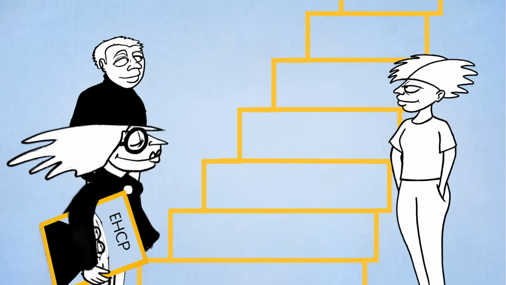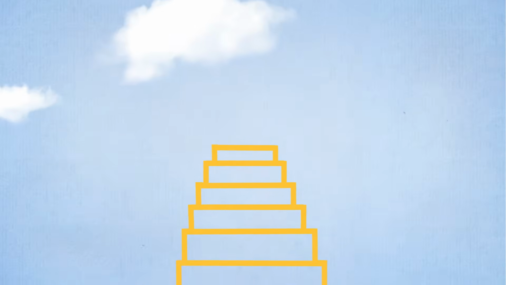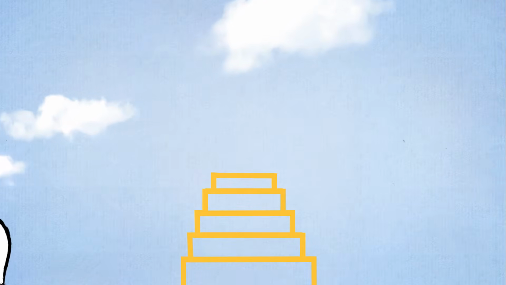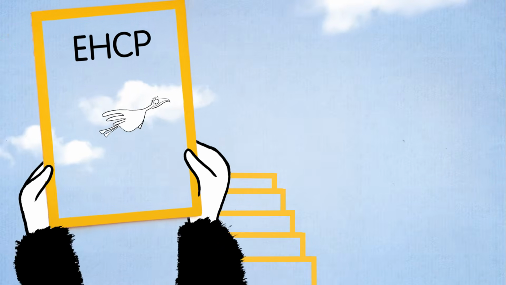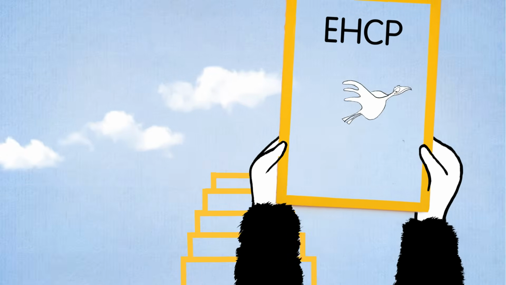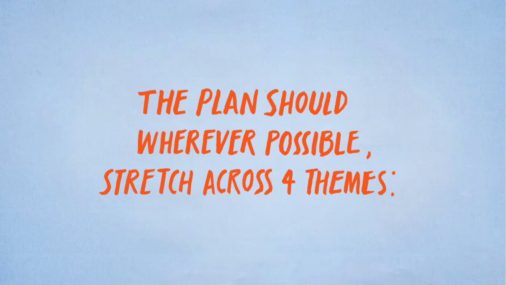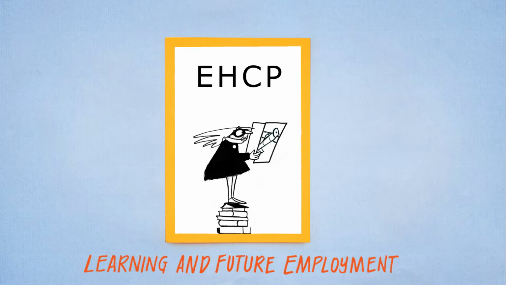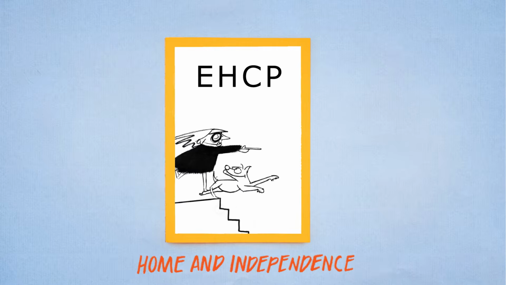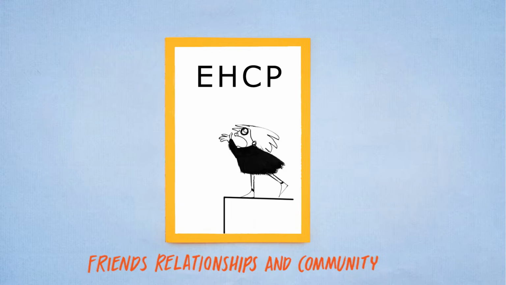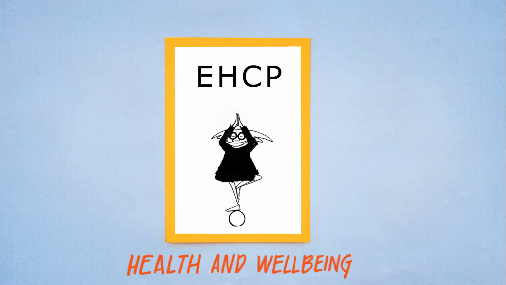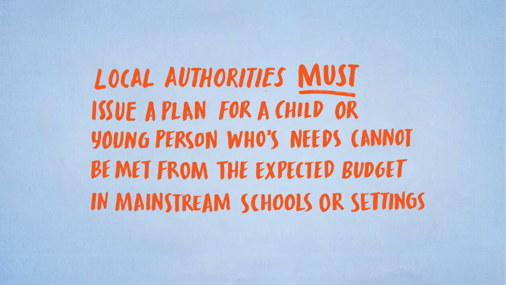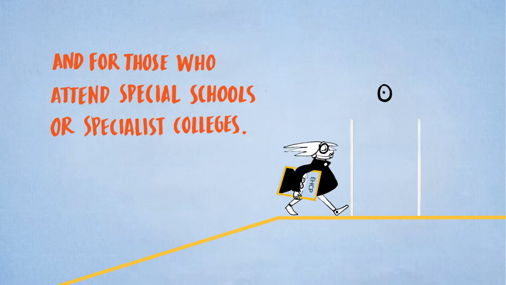This means that goals set should be challenging not just for the children and young people, but for the education service providers too. This requires plans to have a much wider scope than a statement, which generally only addresses the needs of an educational nature. The plan should, wherever possible, stretch across 4 themes: learning and future employment, home and independence, friends, relationships and community, and health and well-being. Local authorities must issue a plan for a child or young person whose needs cannot be met from the expected budget in mainstream schools or settings, and for those who attend special schools or specialist colleges.